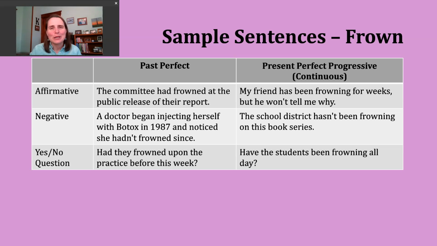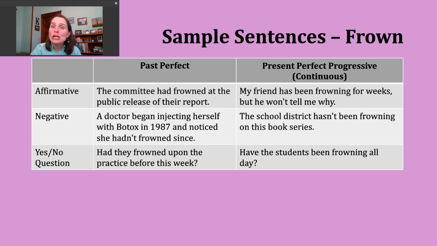Finally, let's look at making a yes or no question in the present perfect progressive. To do this, start with have or has, whichever form matches your subject. That subject comes next. Use the participle been and then the ing form of the verb. Here's another example. Have the students been frowning all day? Right? So here we're asking yes or no, right? Is this an action that started in the past and is continuing into this moment where we are speaking?